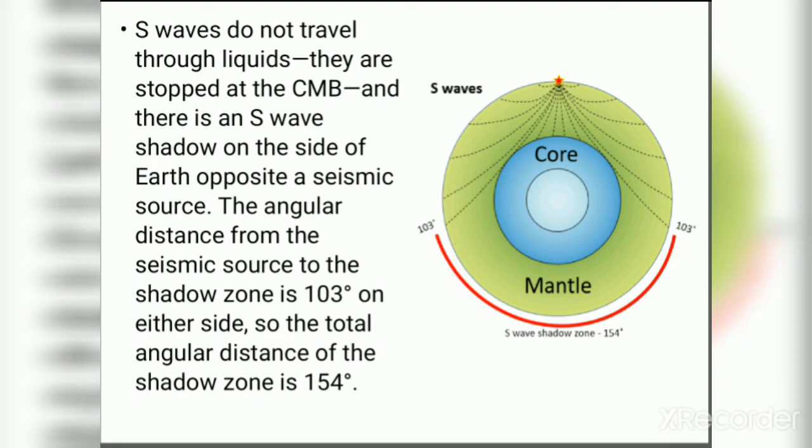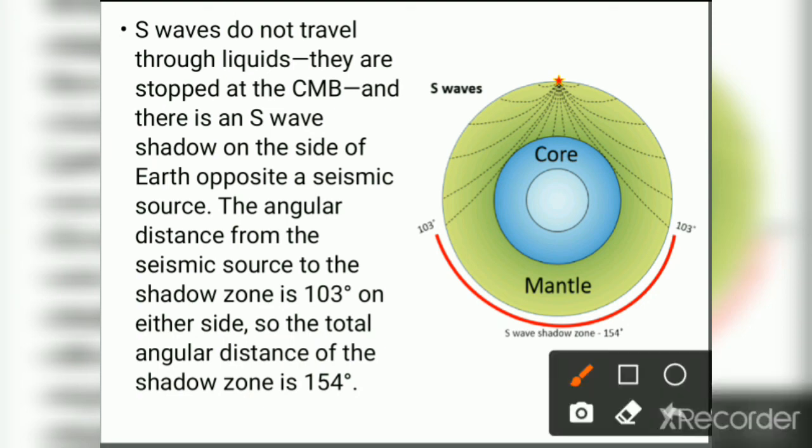We have two seismic wave shadow zones. So S wave shadow zone and P wave shadow zone. First one, S wave shadow zone. S waves do not travel through liquid. They only travel through solids, and this gets stopped at the core mantle boundary because the outer core is liquid, and there is an S wave shadow on the opposite side of the Earth from the seismic source.